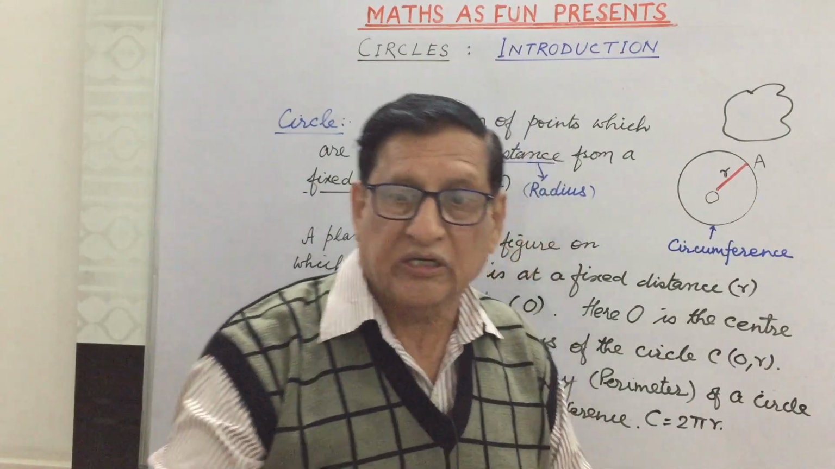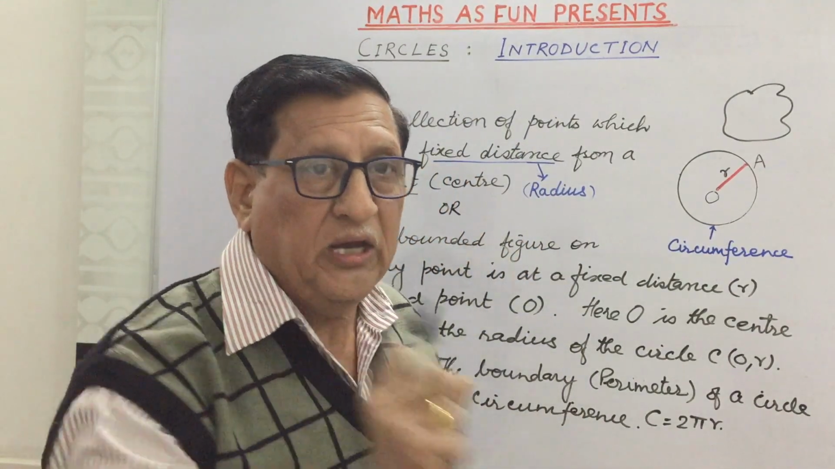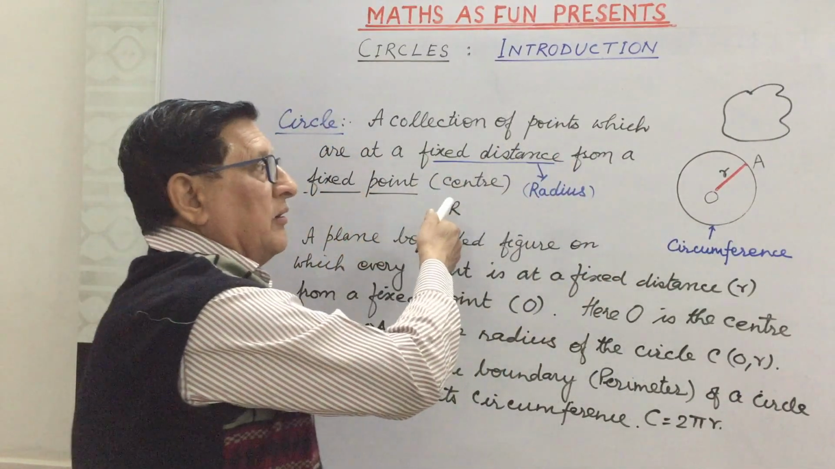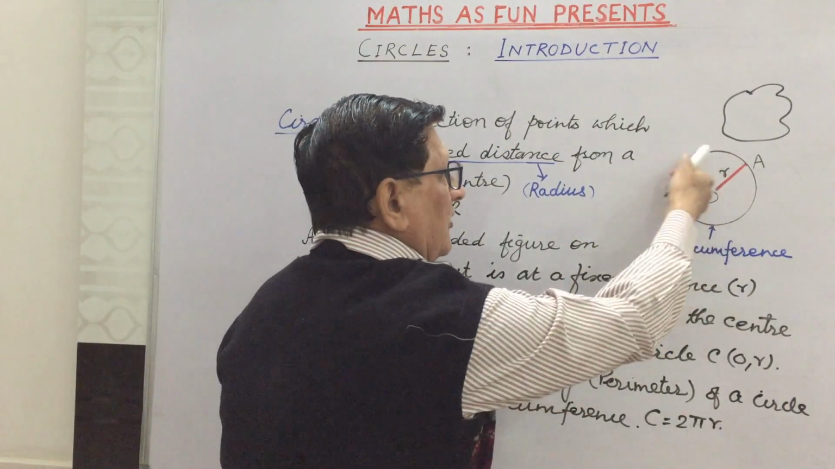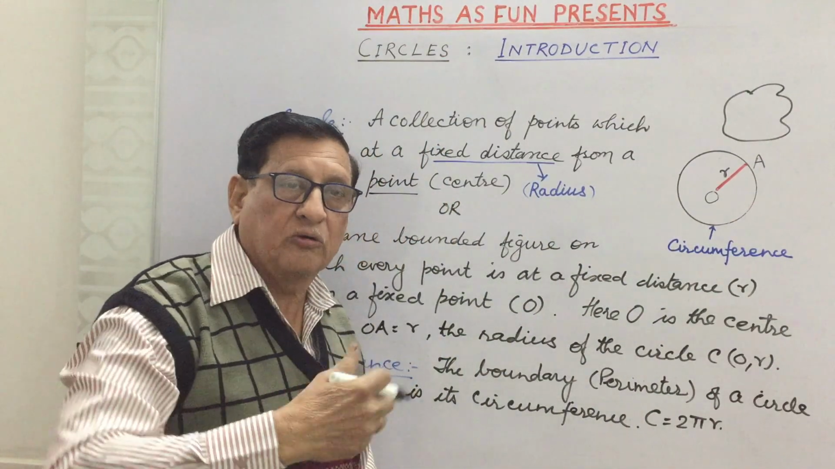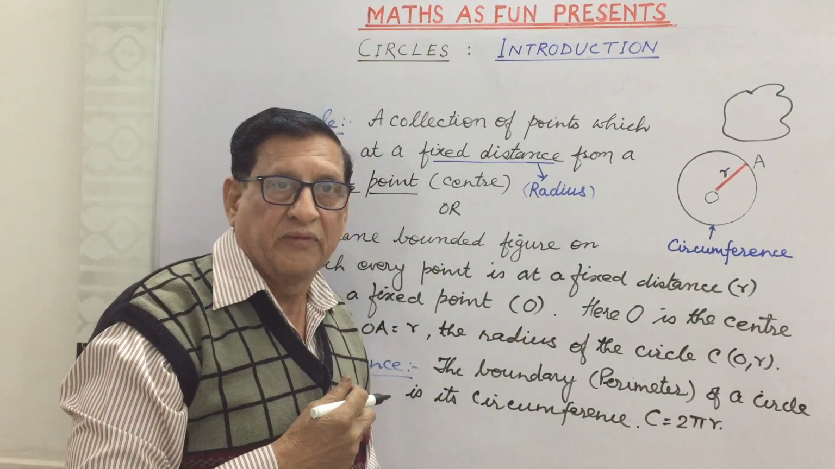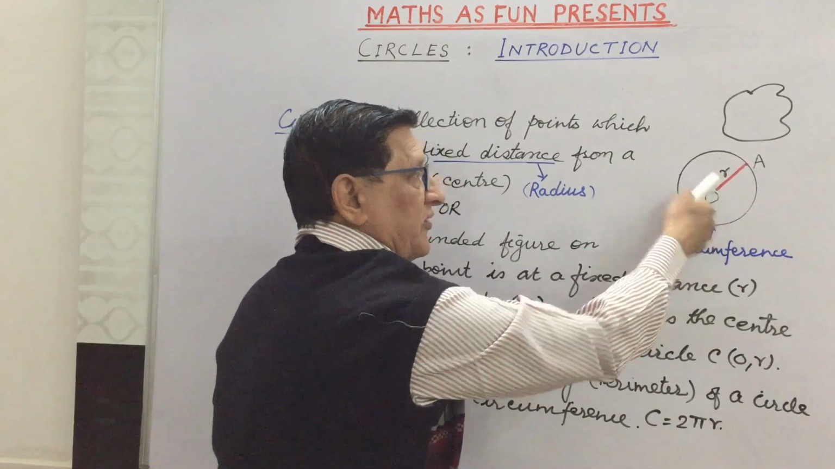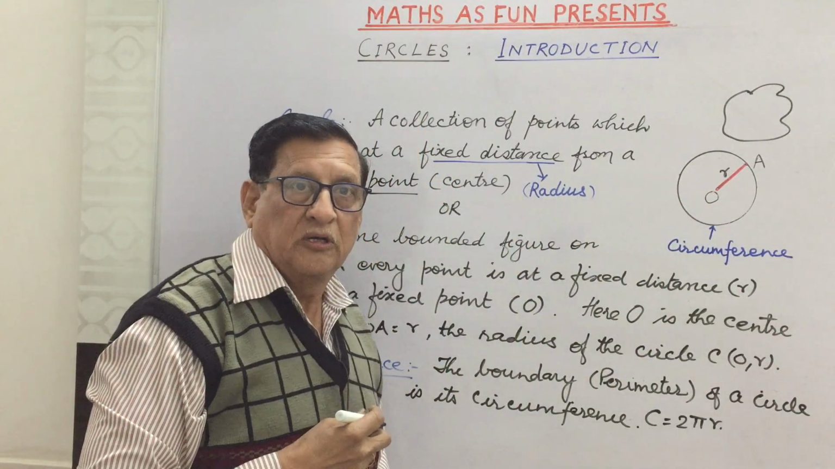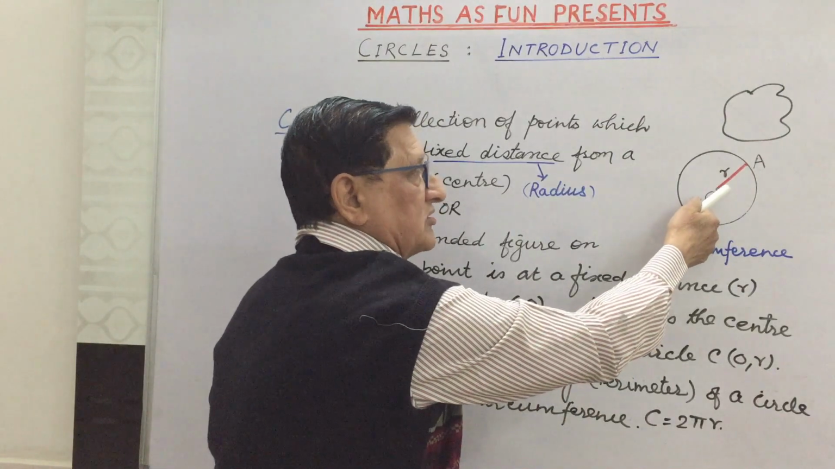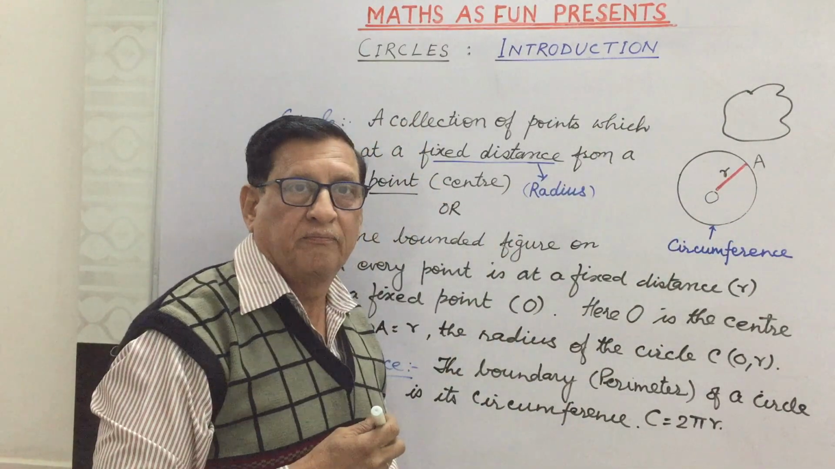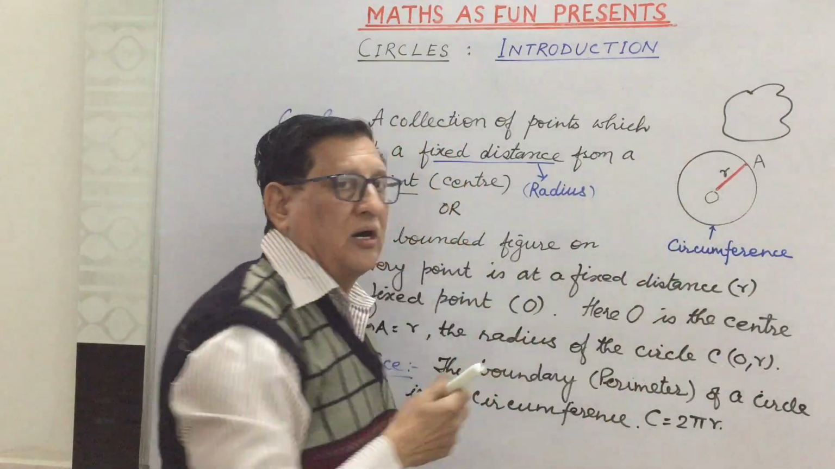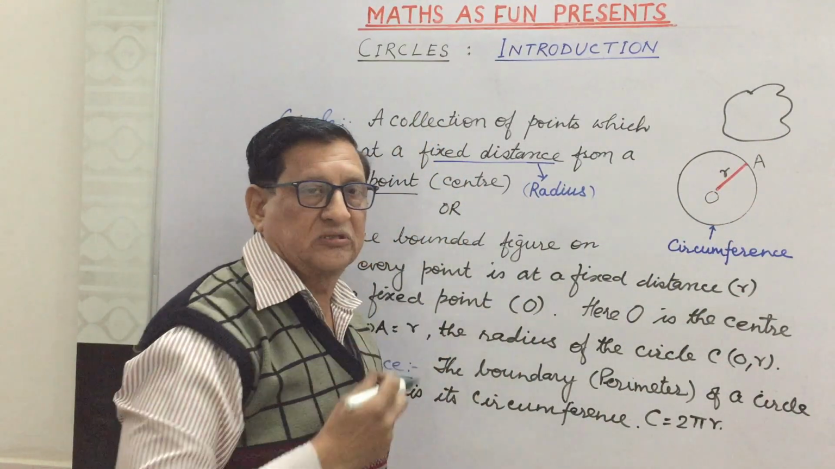Now when you are coming to secondary classes, we learn the definition of the circle like this: it is a collection of points, or we call it a set of points, which are at a fixed distance from a fixed point. This fixed point here is O, which is known as the center of the circle, and the fixed distance is OA, that is equal to R. We call it the radius of the circle.